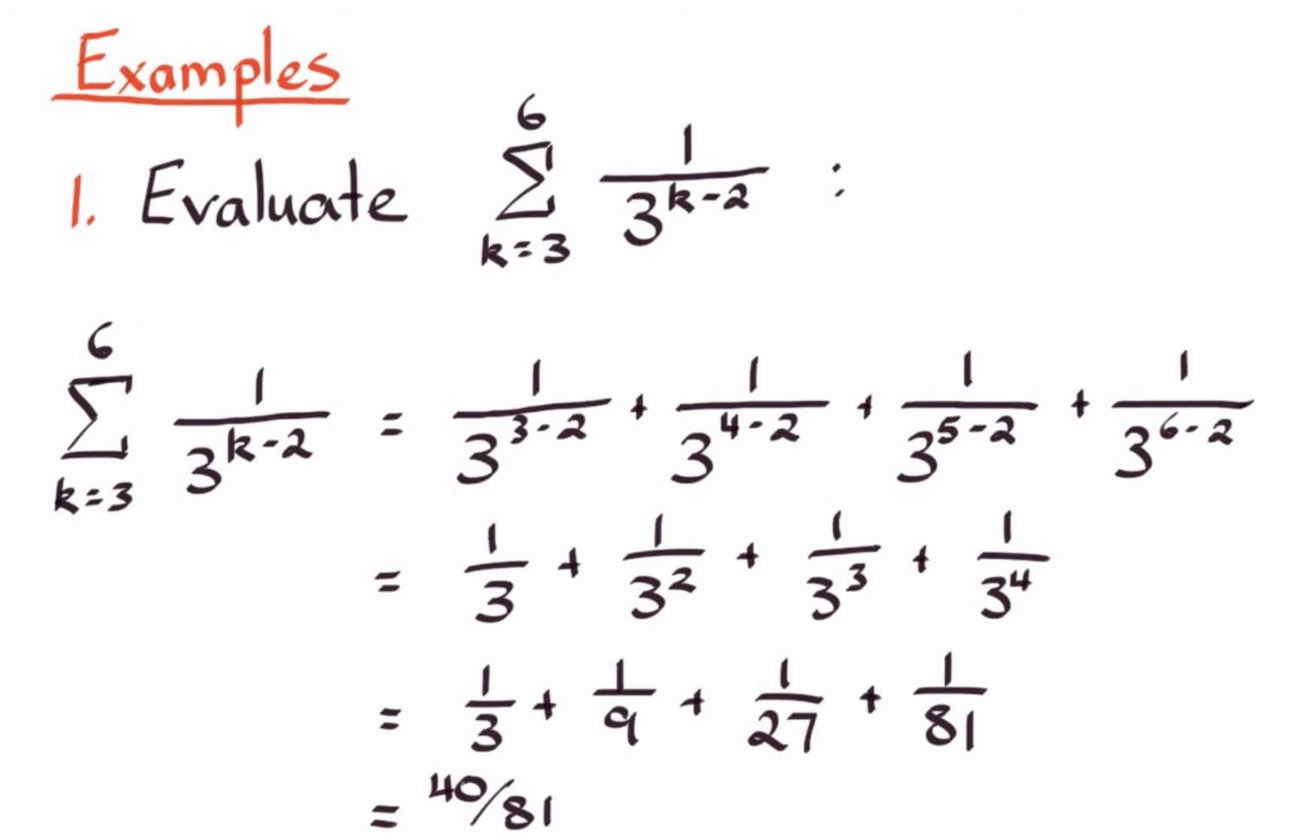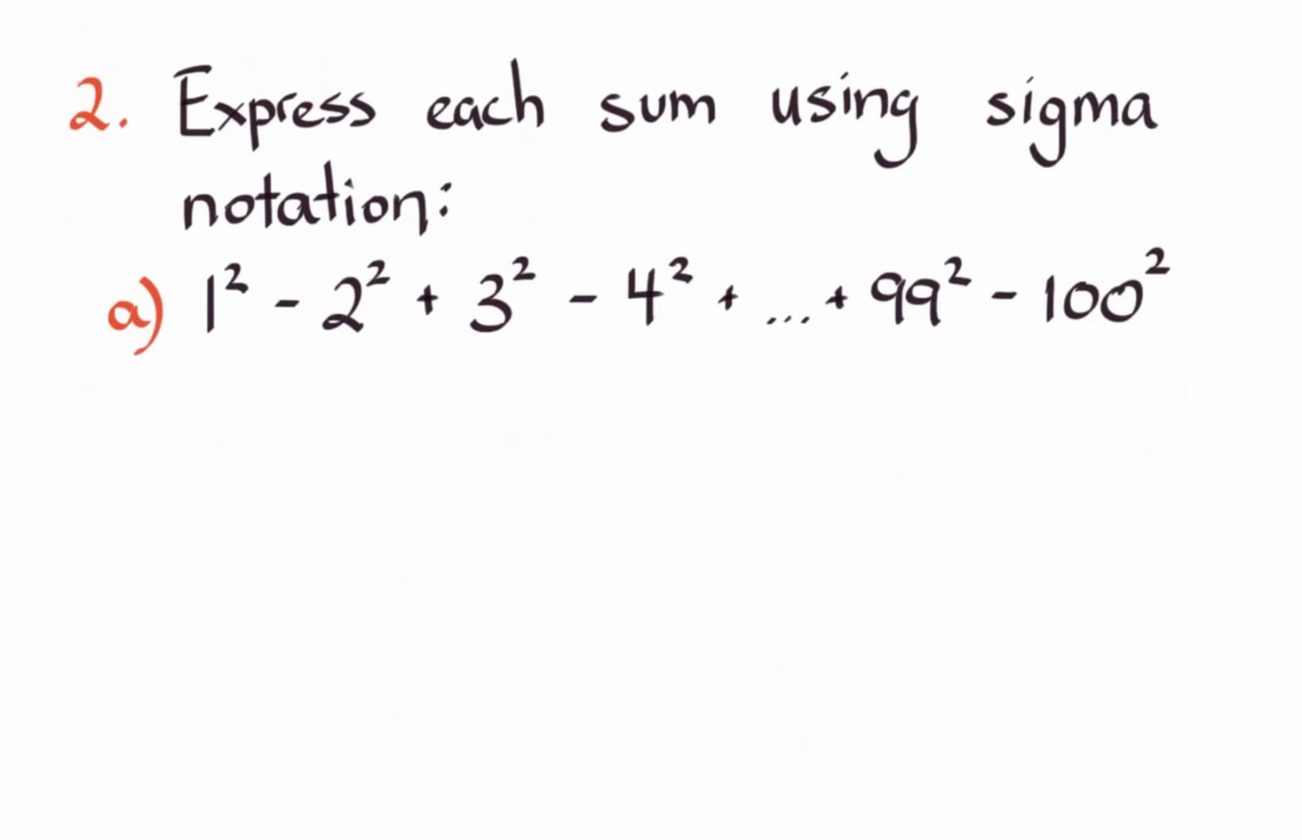Alright, let's do one more example. Now, when I said one more example, it's got 2 parts within it. Okay, so part A, we've got to express this series here, this sum, using sigma notation. So what do we notice first? Well, each term is squared. Okay, so we can see the common link there.